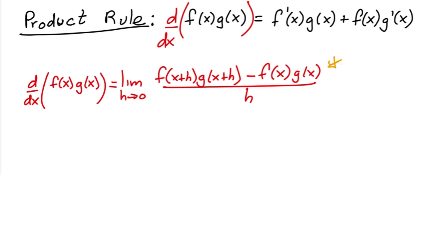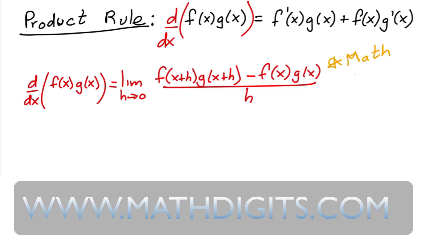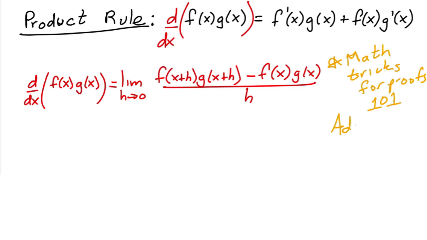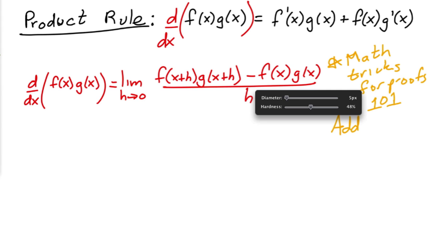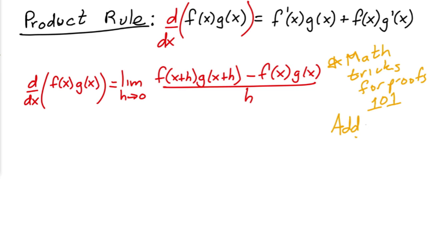Now, it doesn't seem like there's much you can do, but this is going to be your first lesson. This is Math Tricks 101, Math Tricks for Proofs 101. And this is a trick used commonly to prove various things. It's a good thing to have. So basically what it boils down to is you're going to add 0.